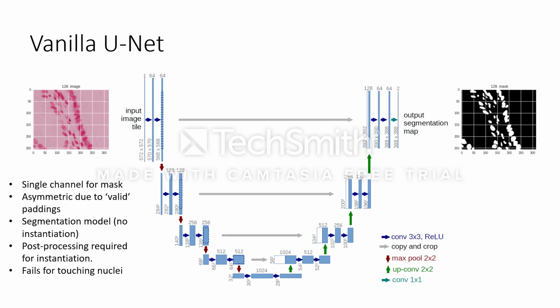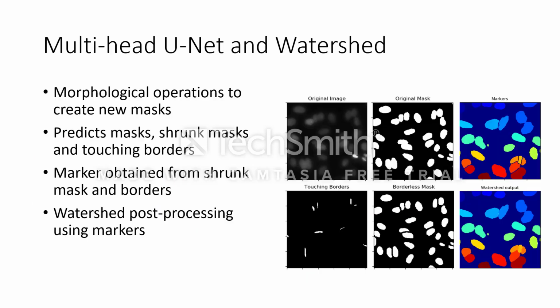As we can see from the image on the left, there are many cells that are touching each other. Then, even if the predictions are good, the post-processing algorithm will not be able to identify every single cell in that block. In our implementation, morphological operators were used to obtain a shrunk version of the masks and the touching borders. Then, by feeding multi-channel labels to the UNet, the model is able to learn not only the masks, but also the borders. Now, we have good markers for the watershed algorithm.